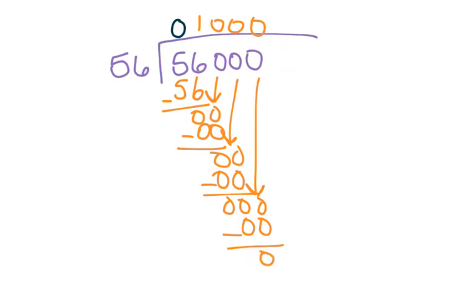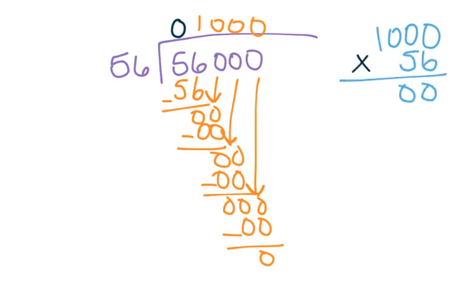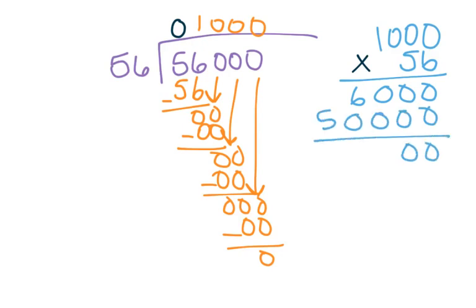And you can always check division by multiplying your quotient times your divisor. So 1,000 times 56 gives you 56,000.